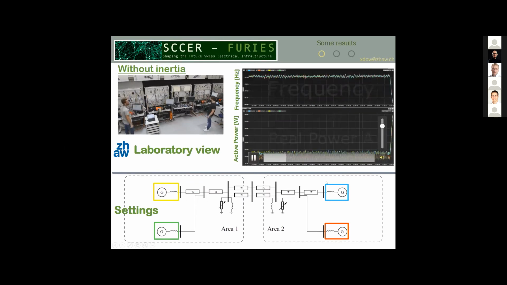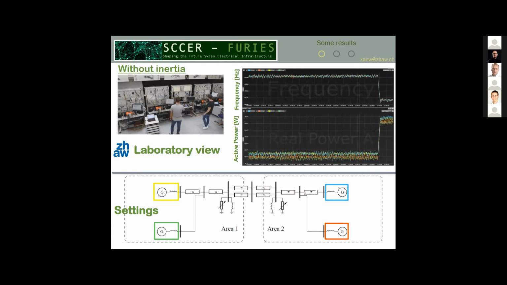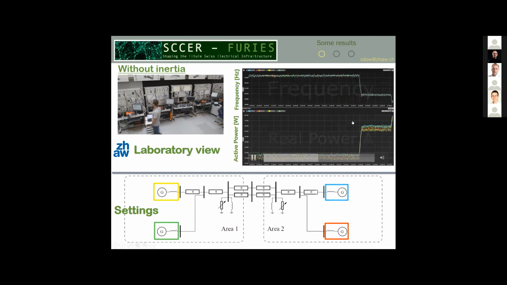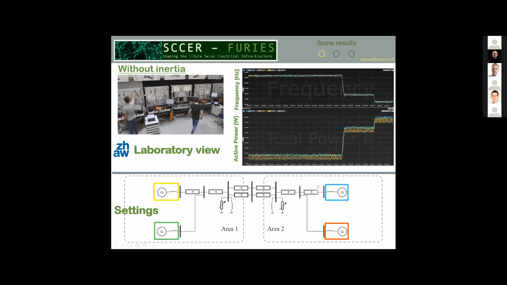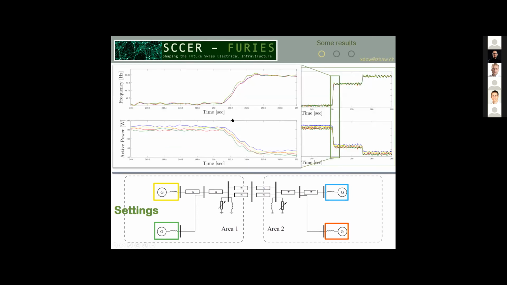So that's what happened here. Then Daniel will increase the load in area 2. And what we can see is that we have a typical behavior without any inertia. So we don't have any inter-area oscillation. We don't have any oscillation actually. So the system is reacting really fast. And here we will do the zoom. And we have the typical behavior without inertia. So let's now add some inertia.